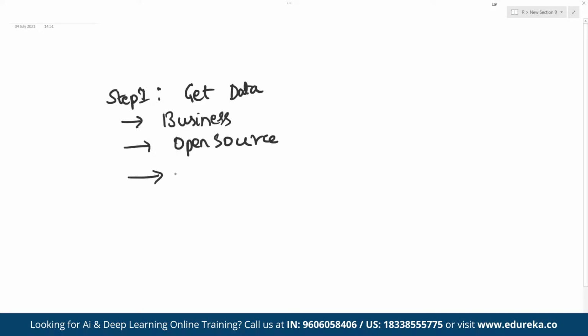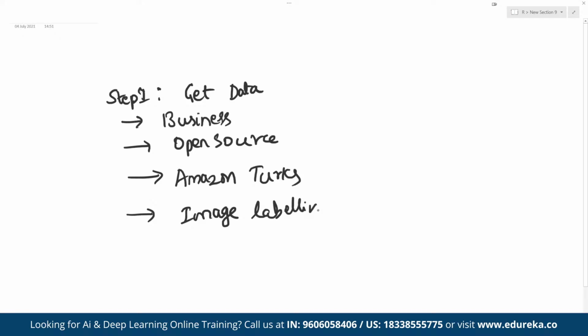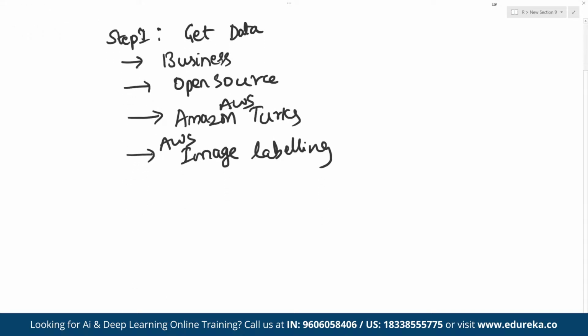If the open source is not available, I can employ some Amazon Mechanical Turks. I can use this service, and I can have real people get the data for me. Or I can make use of the Amazon image labeling service that they have. When I say Amazon, it's actually AWS, guys. I can use all these AWS image labeling services, and I can get the data.